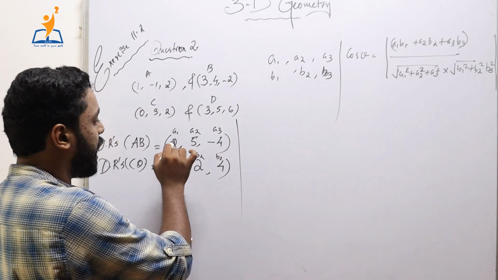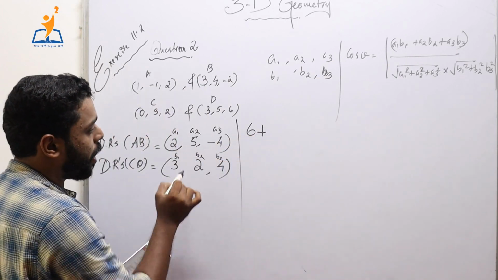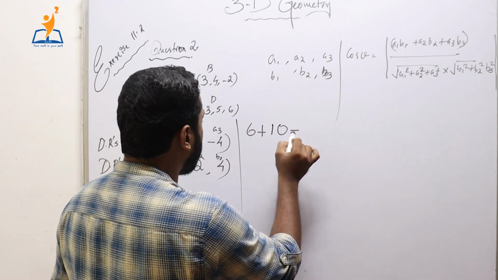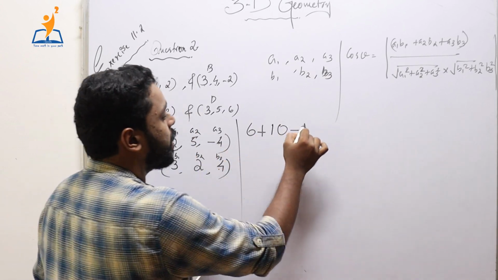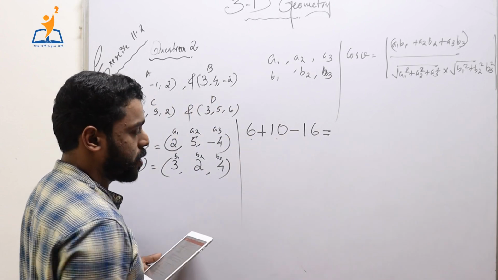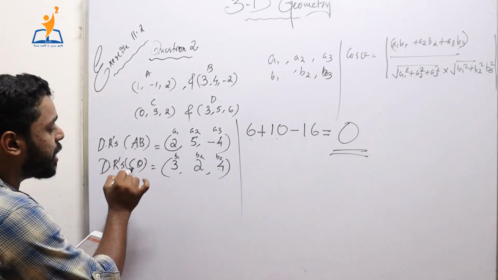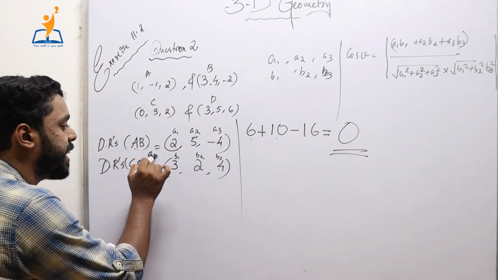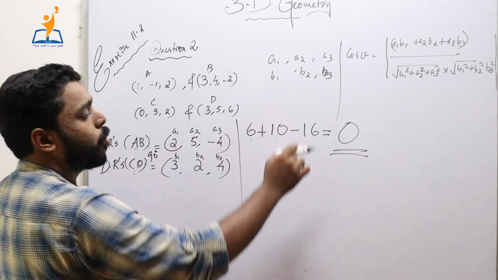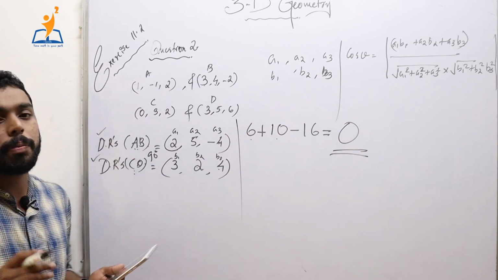So A1 B1, 2 into 3 equal to 6, plus A2 B2, 5 into 2 is equal to 10, minus 4 into 4 equal to 16, equal to 0 or not? We have to check. 10 plus 6 equal to 16, minus 16 equal to 0, which means that the angle between these two lines is nothing but 90 degrees, since cos theta is equal to 0 here. So we can say that these two lines are mutually perpendicular.